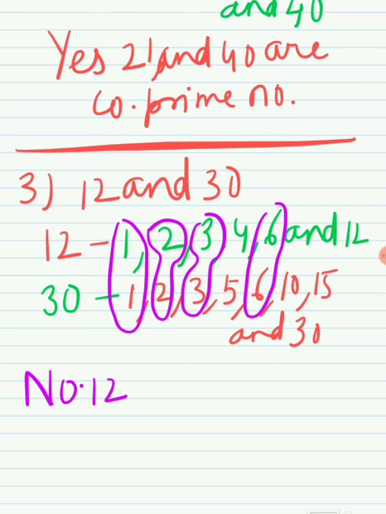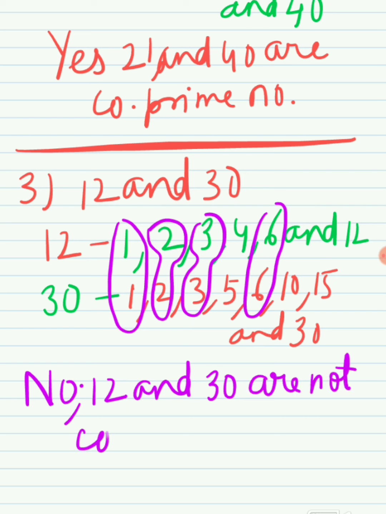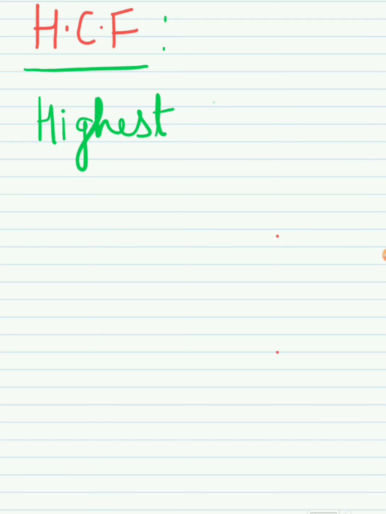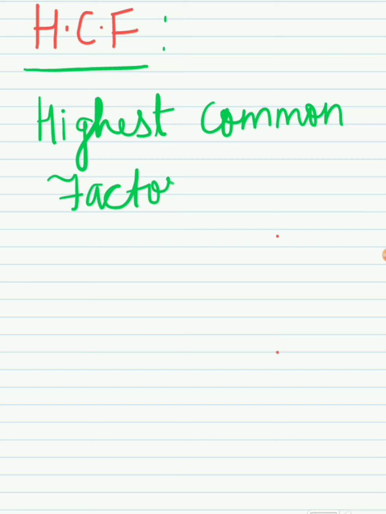12 and 30 are not co-prime numbers. Now here we will discuss HCF. What is HCF? HCF means highest common factor.